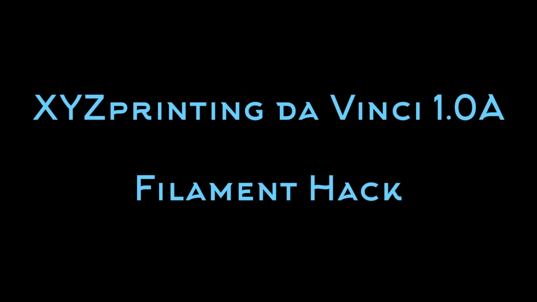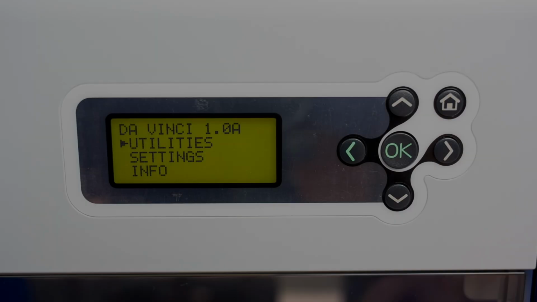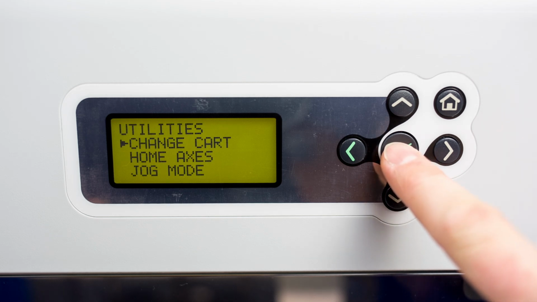We're going to talk about the filament hack for the XYZprinting da Vinci 1.0A printer. By this, we're going to enable the use of third-party filament instead of the cartridges offered by XYZprinting. To start off, I'm assuming you're using a ready-to-run printer.